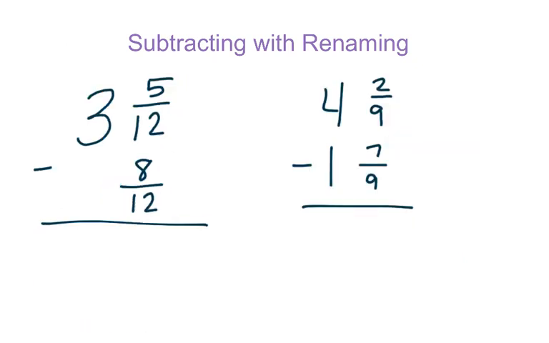All right, here are two more problems for you to work out. 3 and 5/12 minus 8/12 and 4 and 2/9 minus 1 and 7/9. Go ahead and start with our 3 and 5/12.